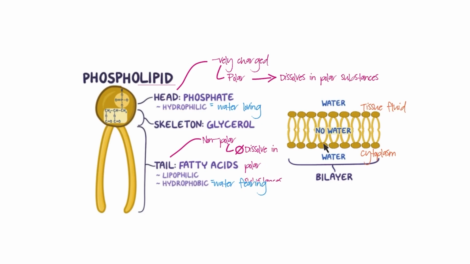With the heads of the phospholipid being hydrophilic and their tails being hydrophobic, the phospholipids naturally arrange themselves with the heads facing both the internal environment of the cell as well as its external environment, which are both polar, and the tails remain protected in between them.